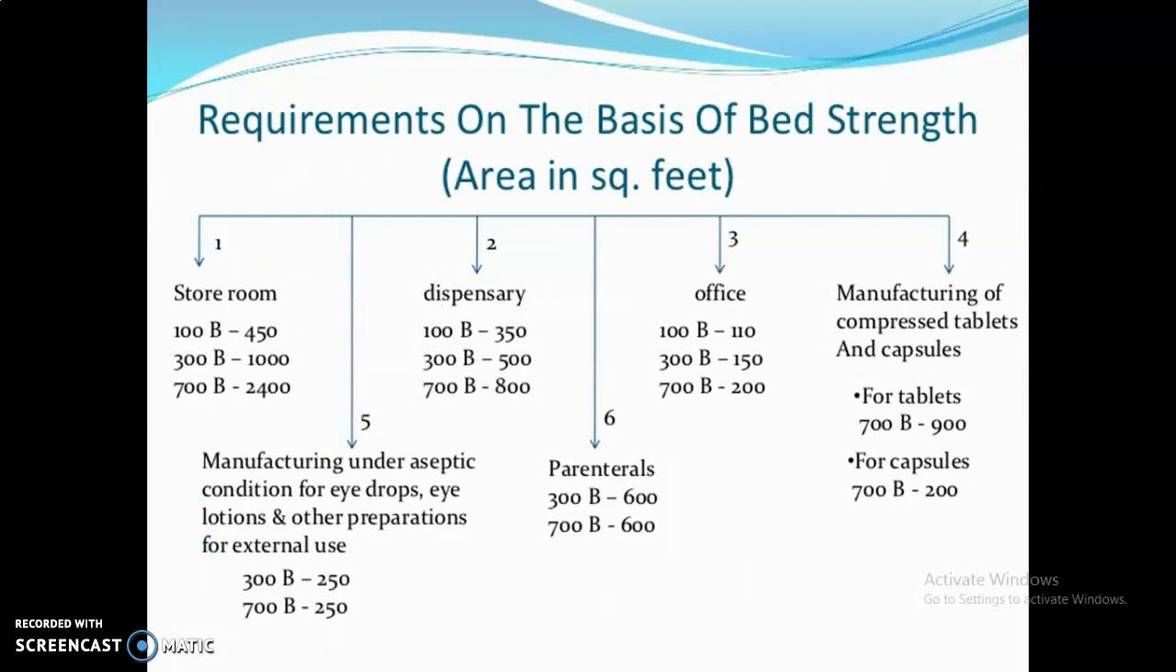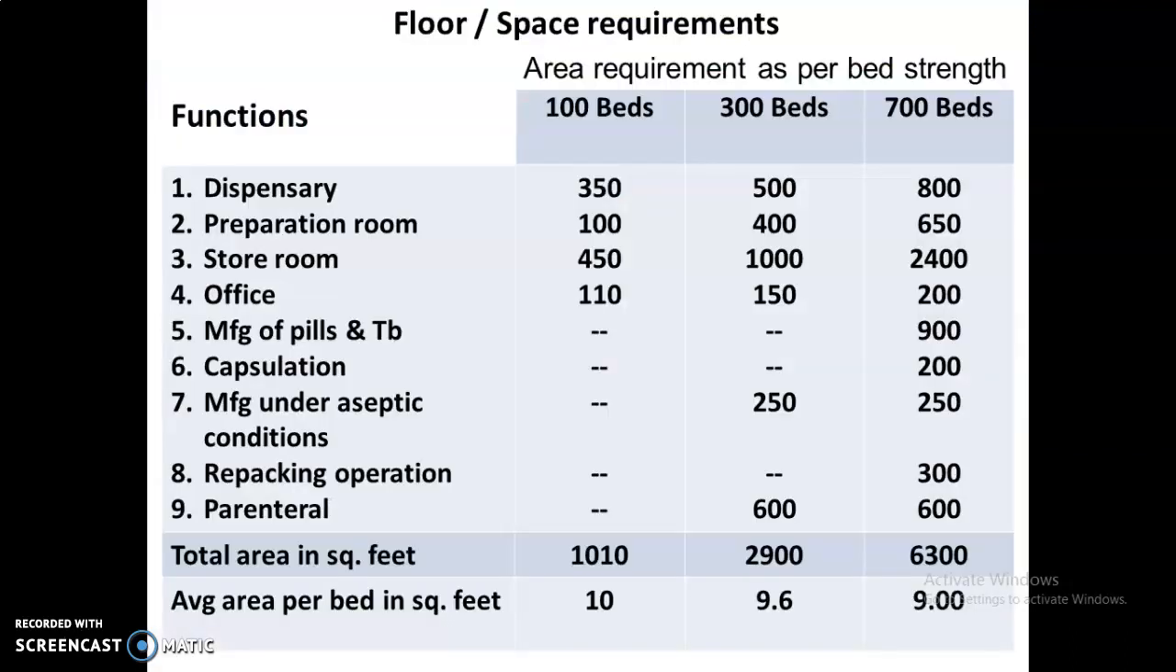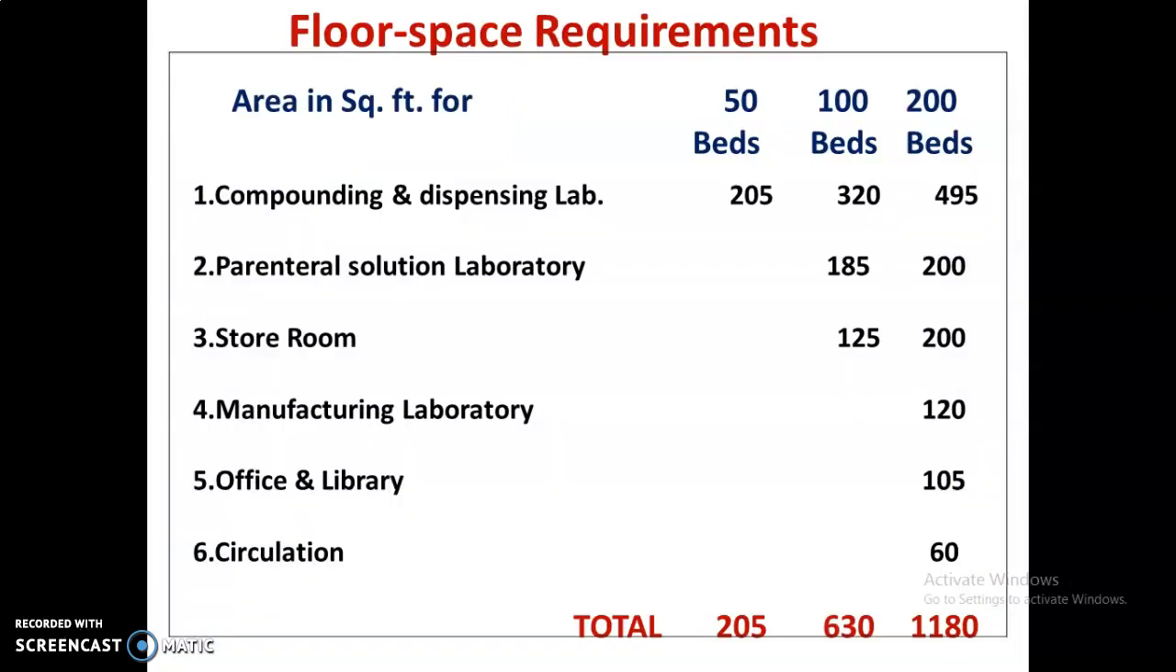So here is the requirement on the basis of bed strength. Area requirement as per bed strength. Functions like dispensary, preparation room, store room, office, manufacturing, capsulation, parenteral preparation, parenteral solution, laboratory, store room, manufacturing, laboratory, office, library.